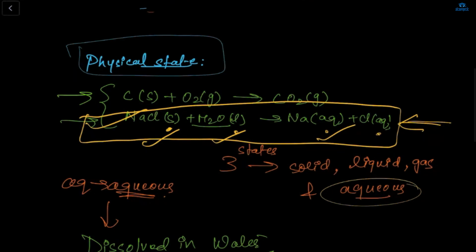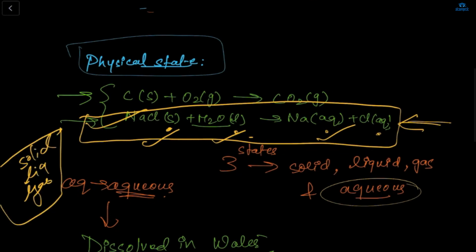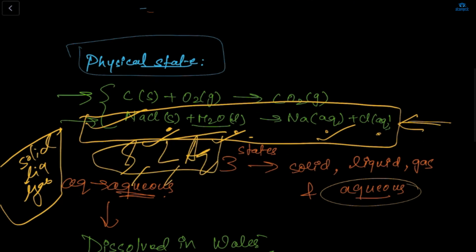So how many? Three, right? Solid, liquid, gas. These are the physical states. But here we have solid, liquid, and aqueous. So this is the physical state: solid, liquid, gas, and aqueous. So here there are three. And in this first chemical equation, there are two physical states, solid and gas.